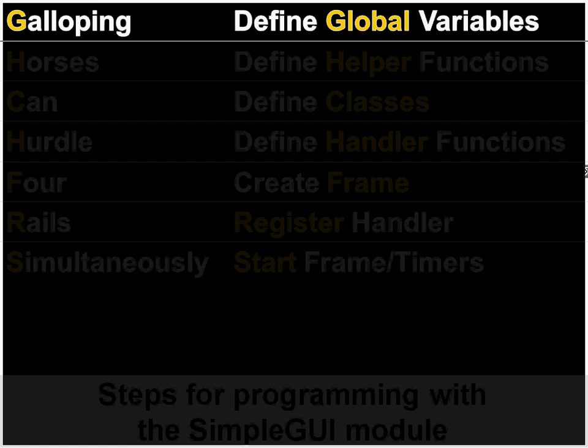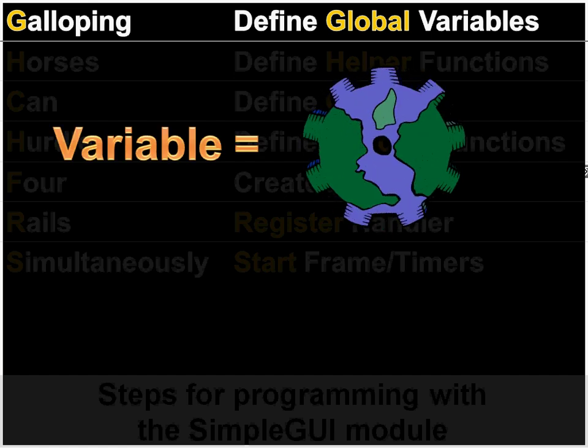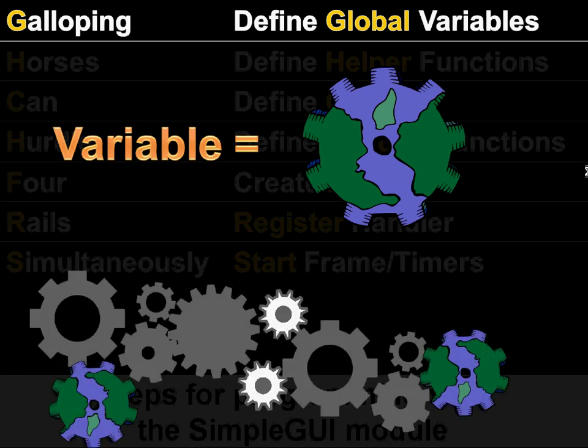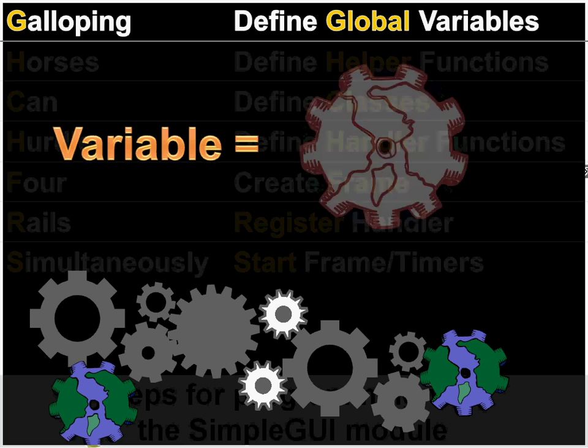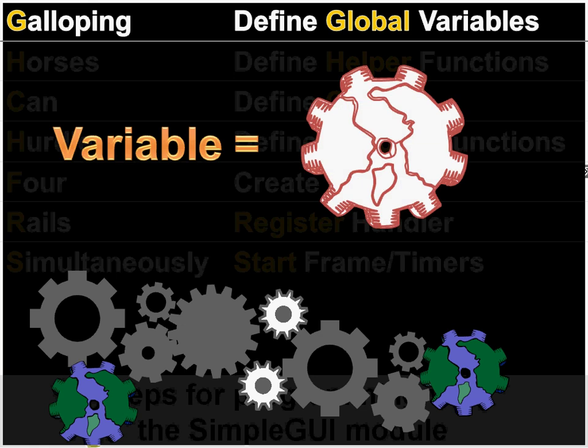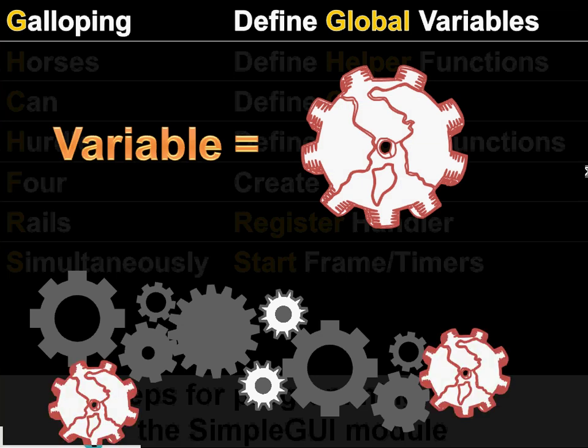If you think of your program as a machine, then a global variable is an important gear in that machine. This variable has the same value throughout the entire program. When a function modifies the value of a global variable, that change is seen by the entire program. So remember, the word galloping reminds us to set and define our global variables.